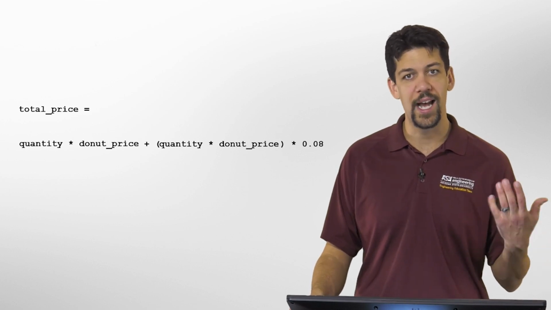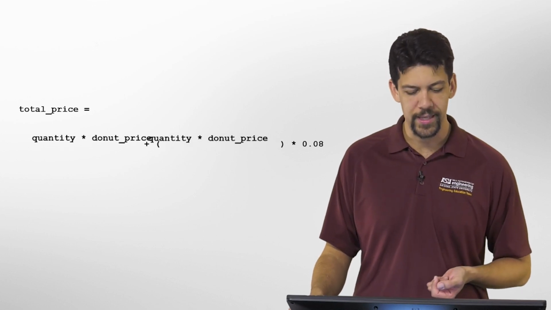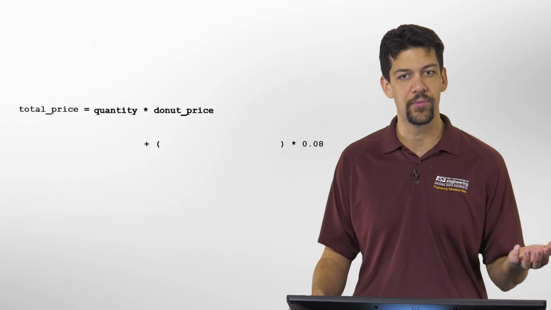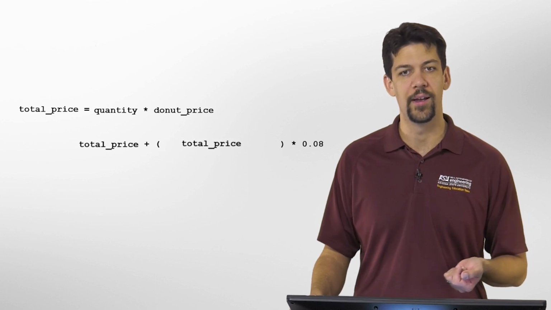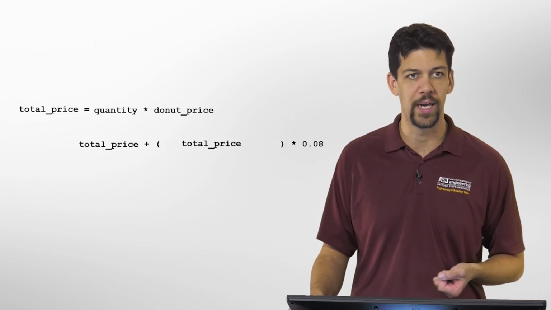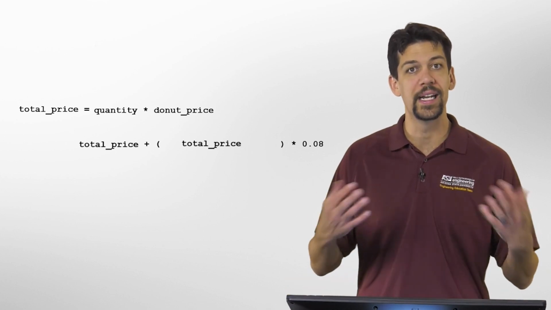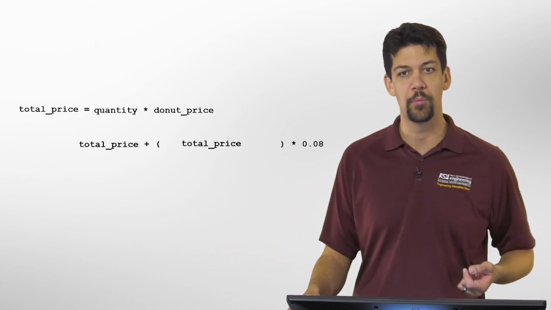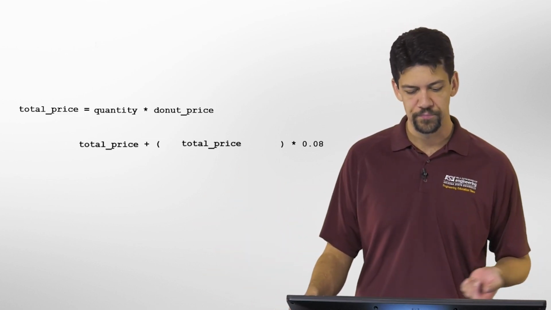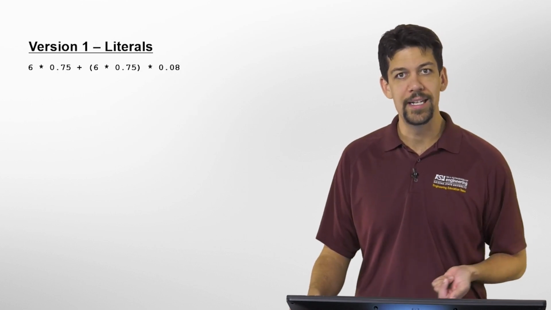Now, we can just copy the quantity times donut price, calculate that once in the total price variable, and then we can go through and replace those instances with the total price, right? So this already looks a little bit simpler. Now we're saying something more English-like, total price plus the total price times 0.08. That looks really good.